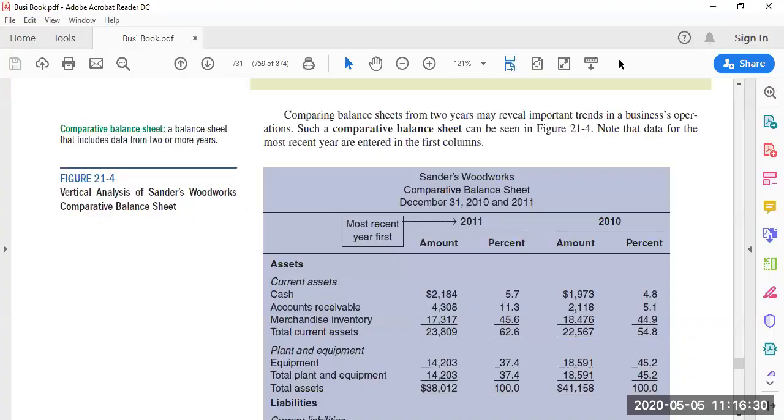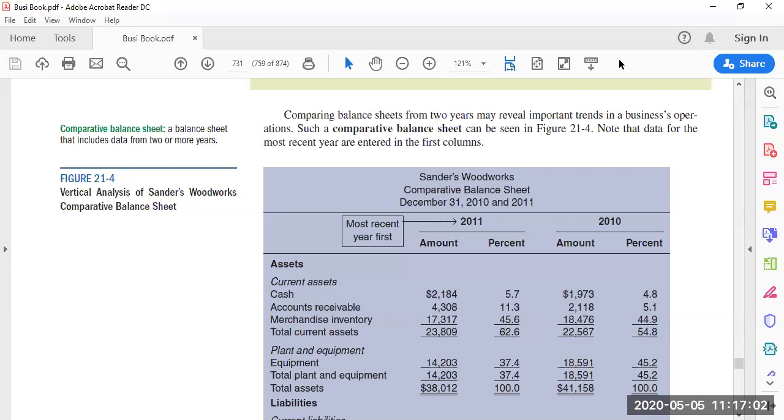Now, another aspect of the balance sheet is companies oftentimes would like to compare their current condition to previous years. And if you were looking at your end of the year balance sheet, a lot of times a business would like to know, well, how are we compared to the same time last year? And what we can do is we can create a comparative balance sheet.